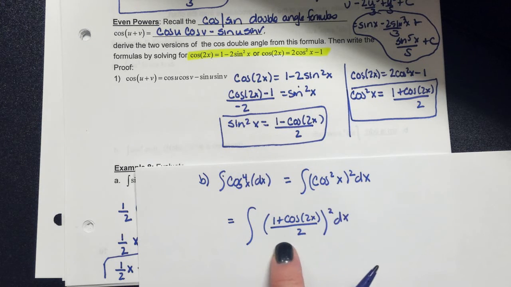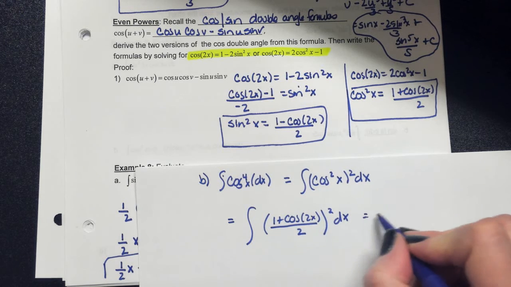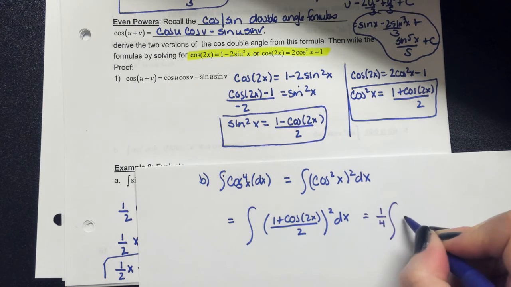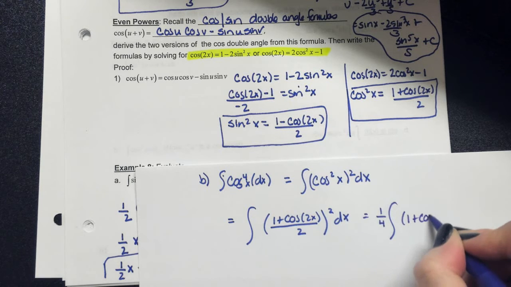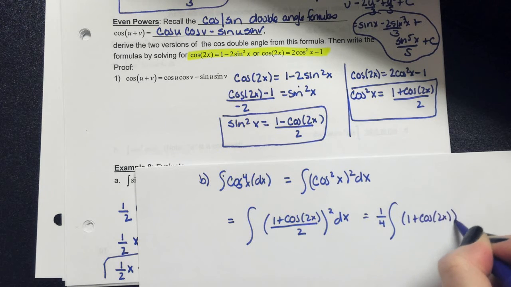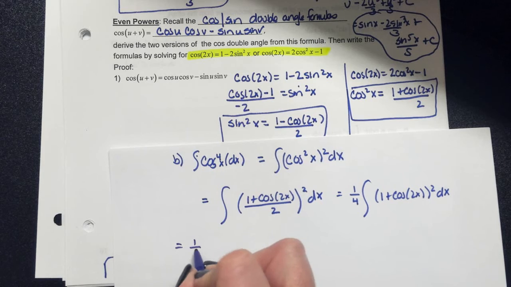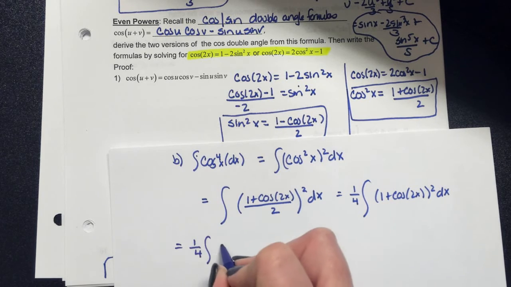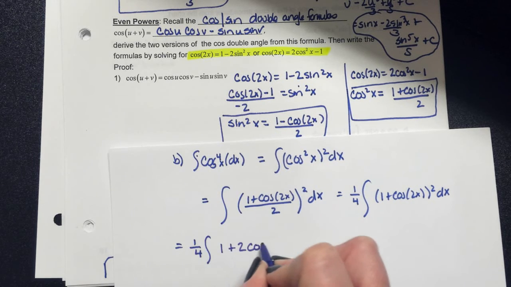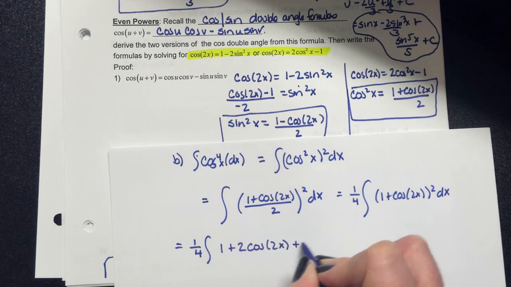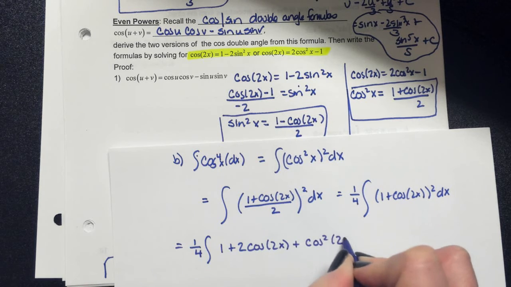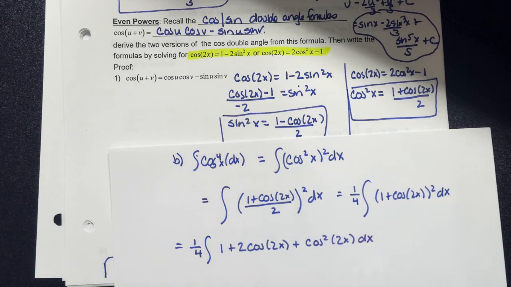So again, the constant I can pull out. Since I'm squaring the numerator and denominator, I'm going to pull out a 1/4. So now I'm going to have to FOIL. That's going to give me a 1/4 times my integral of 1 plus 2 cosine of 2x plus cosine squared of 2x dx.